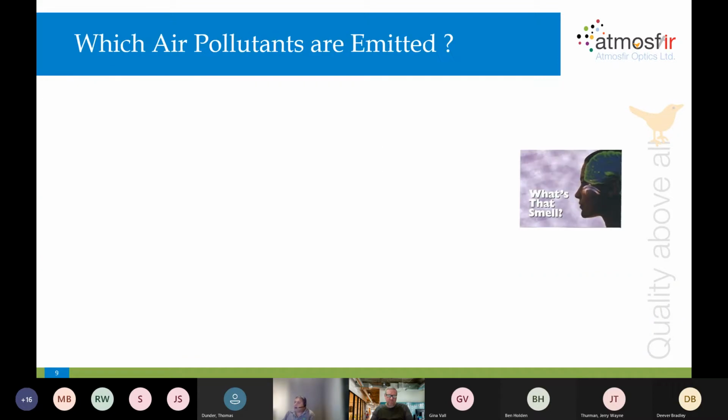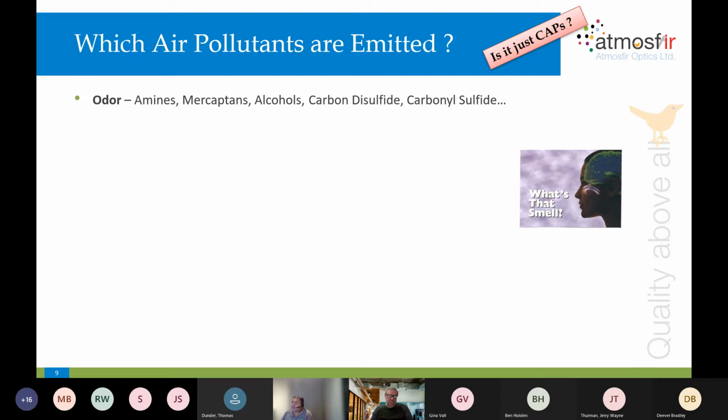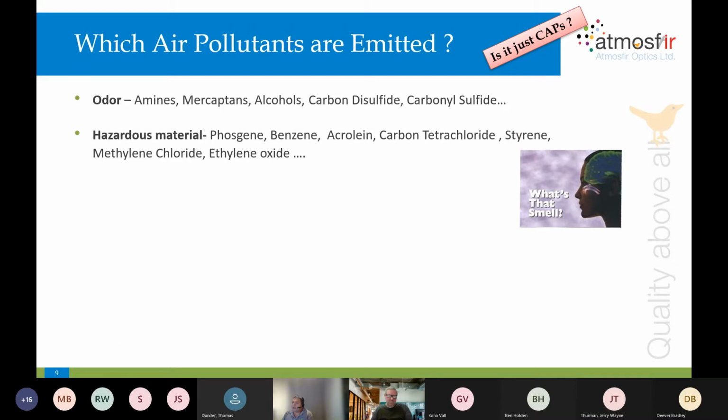So which air pollutants are emitted? 90% of the industry measures criteria pollutants, meaning particulate, NOx, SOx, CO, etc. But actually, we don't measure amines, mercaptans, alcohols, sulfides like carbon disulfide, carbonyl sulfide, etc. Hazardous materials like benzene, phosgene, acrolein, carbon tetrachloride, styrene, and ethylene oxide, which is now a big issue in Texas and in the Chicago area.